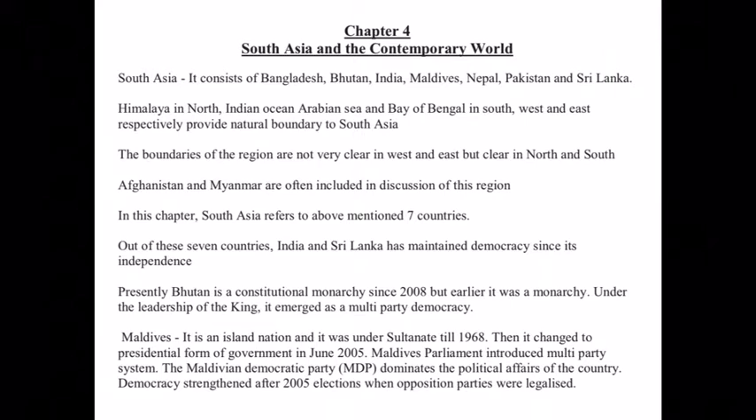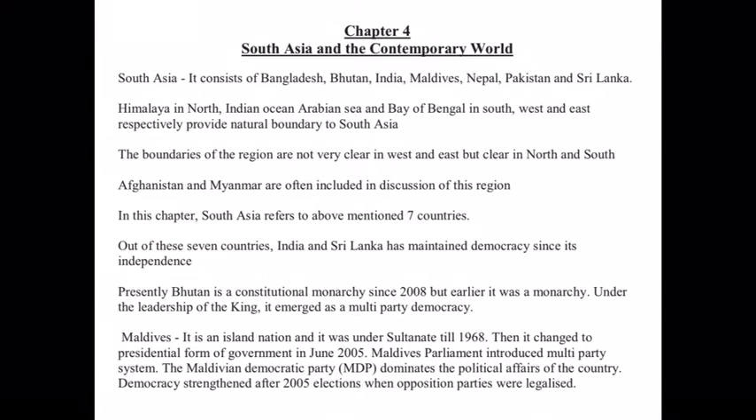What type of government is there in Maldives? First of all, Maldives is an island nation. It is surrounded by water from all sides, and it was ruled by a Sultanate till 1968. There was the rule of the royal family till 1968. Then it changed into a presidential form of government, and the type of government changed in this country.